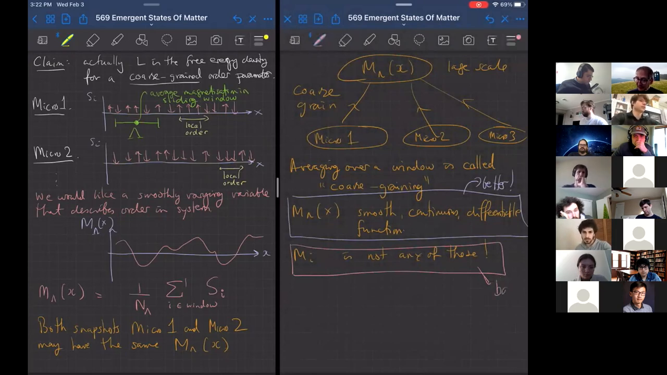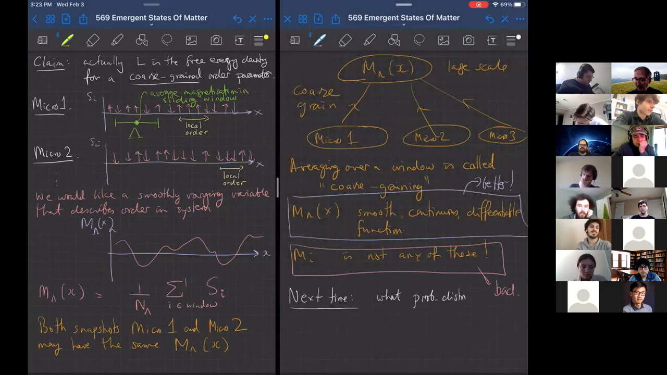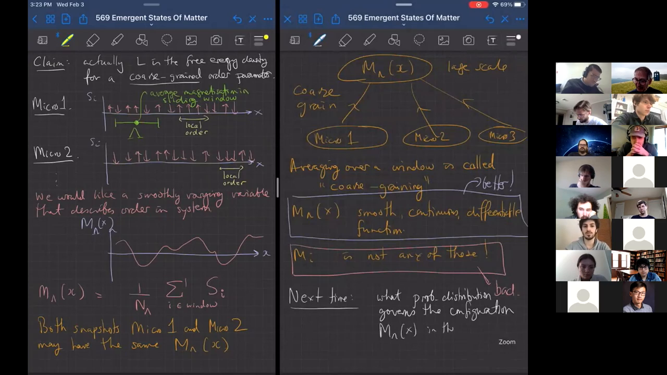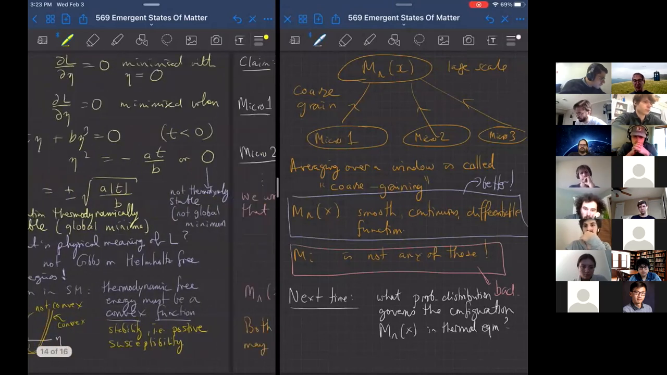Next time what I'll talk about is, given our coarse grained description, what probability distribution governs the probability of getting a configuration m lambda of x in thermal equilibrium. And we'll see that that's a generalization of the Landau free energy density that I showed you before.